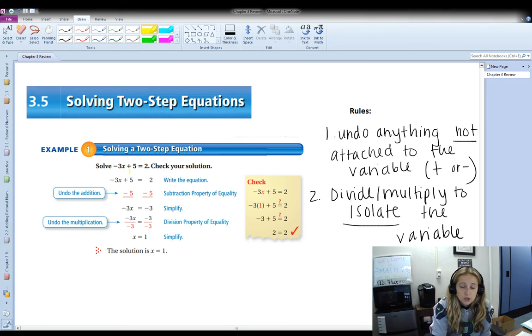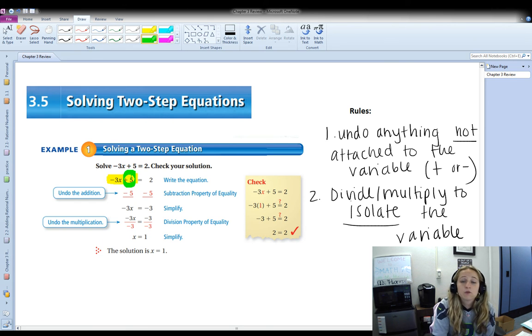So let's look at this. We still want to pay attention to the side with the variable on it. So we're going to look at this side, okay? The left side. Then I don't want to pay attention to the variable quite yet. I want to pay attention to, is there something being added or subtracted next to the variable? And there is. There is a plus 5 next to that negative 3x. So I want to deal with that first, and I want to cancel that out first.